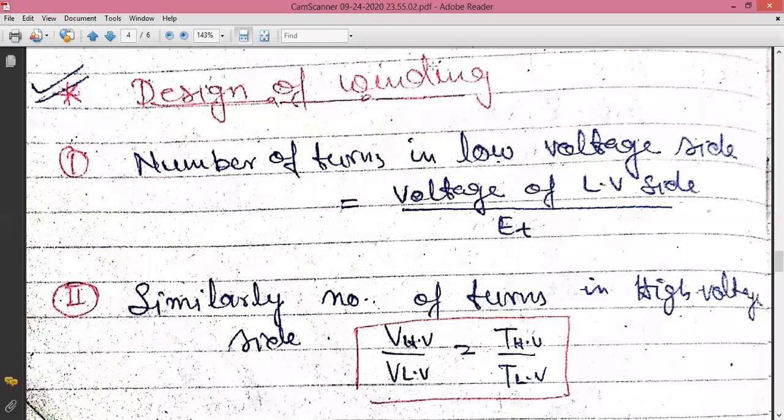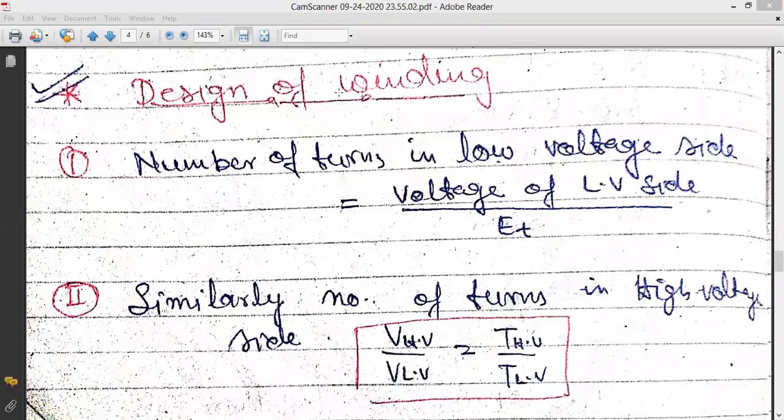Clear? This is one theory, after this we will continue this numerical. And after that you can calculate the value of high voltage. You can never use the formula that is voltage on high voltage upon ET. No, you can use the formula VHV upon VLV is equal to THV upon TLV, and this formula comes from your turns ratio.